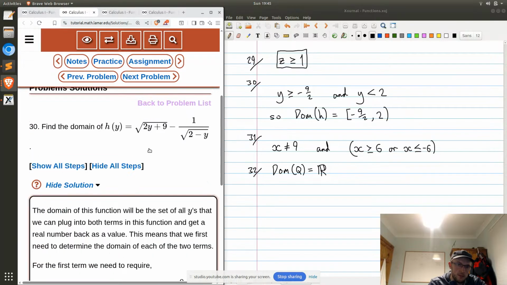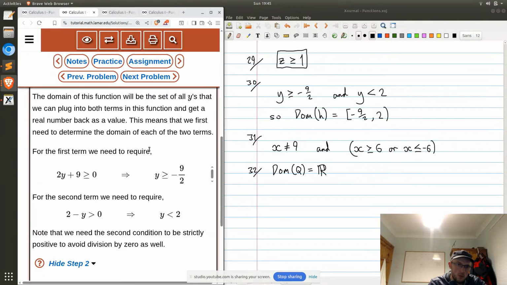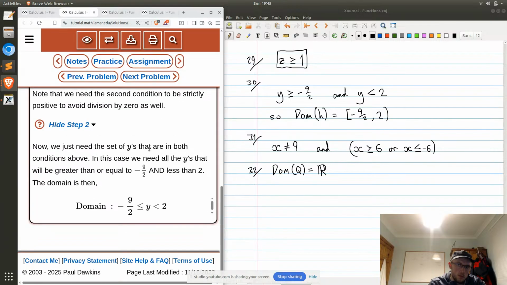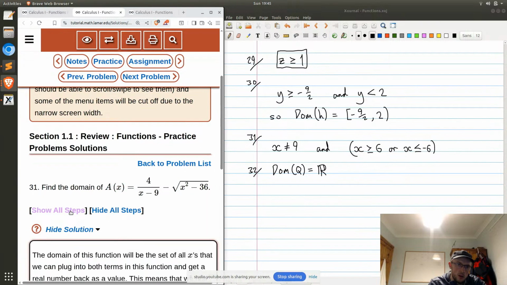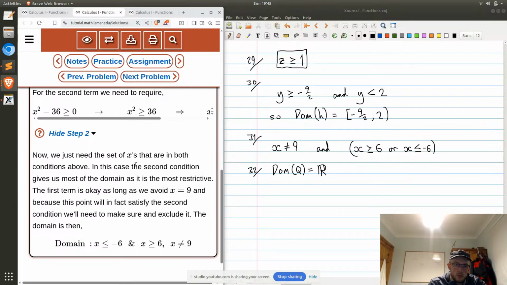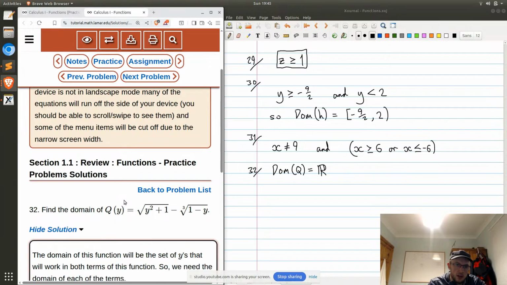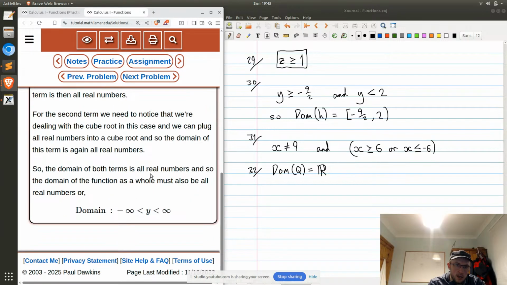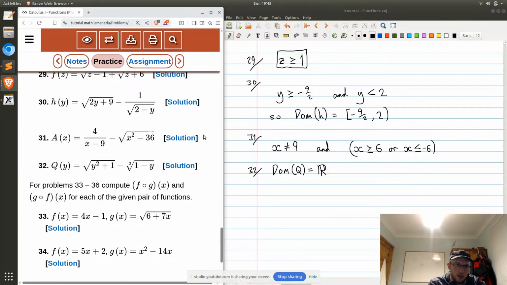Great, that's correct. That's correct as well. Less than or equal to 6 and greater than or equal to 6. Yeah, I'll allow it because that is what I'm saying, obviously. And for this one, yes, I think it's the reals as well. Okay, so that's all good.